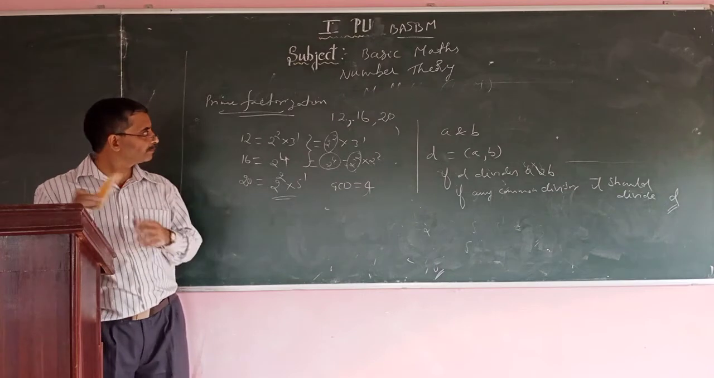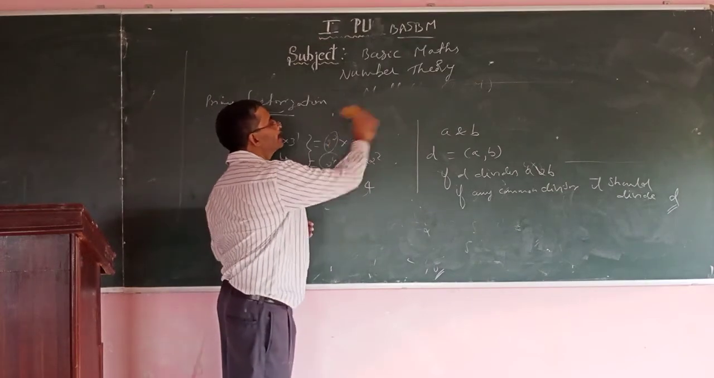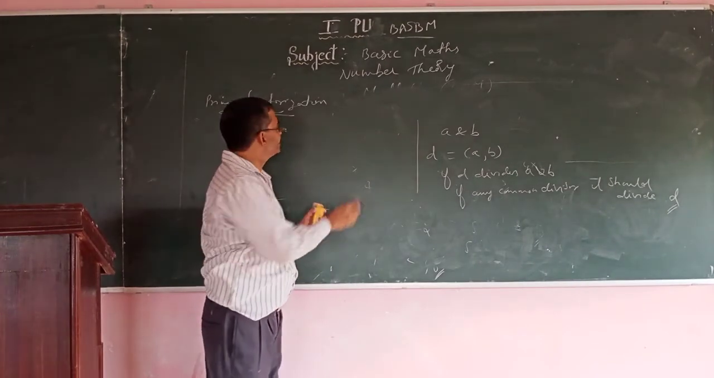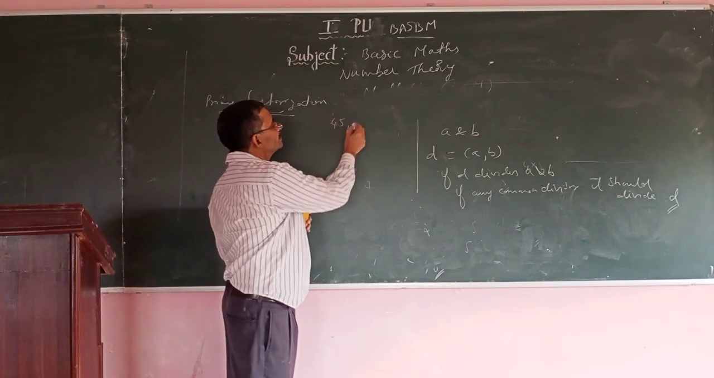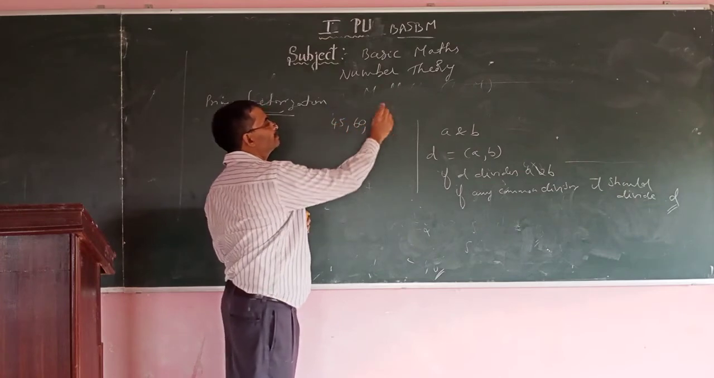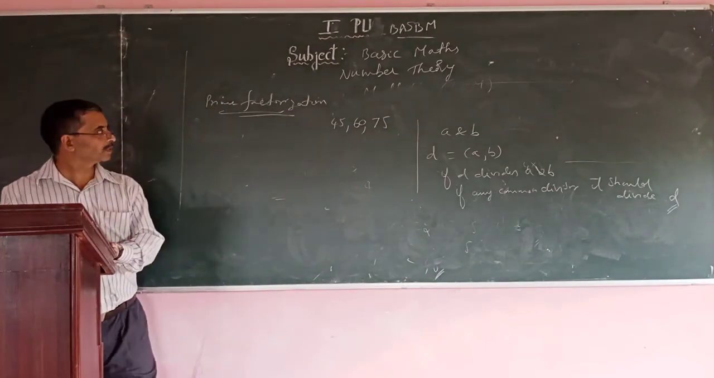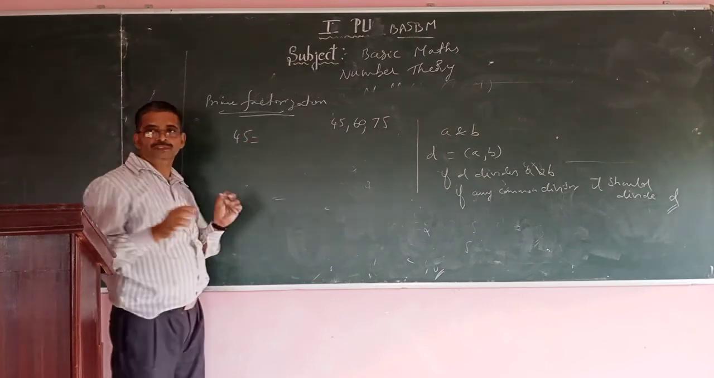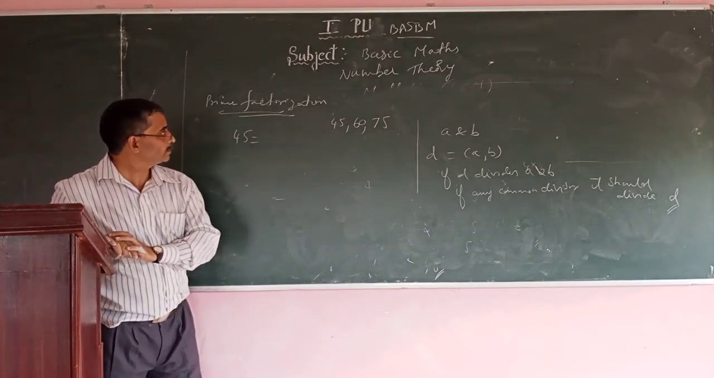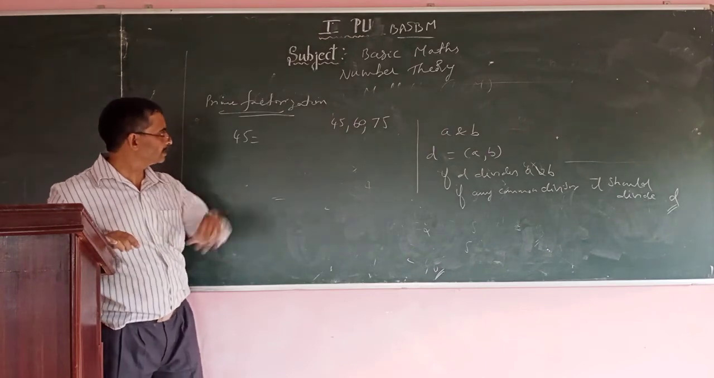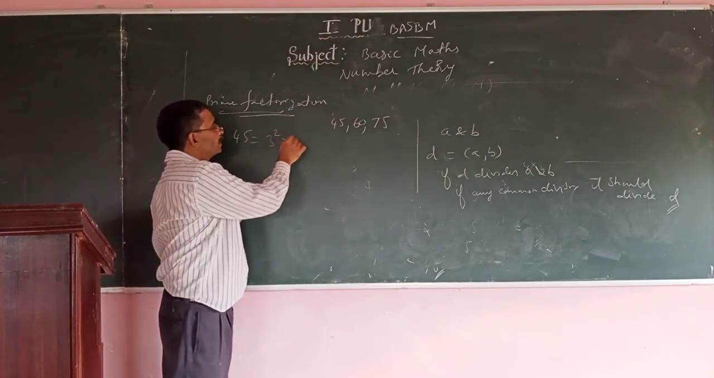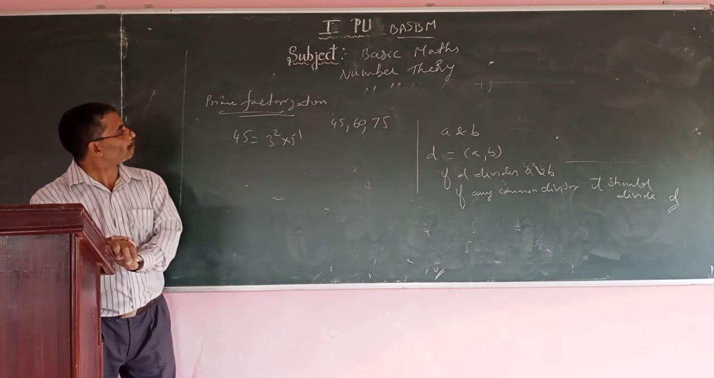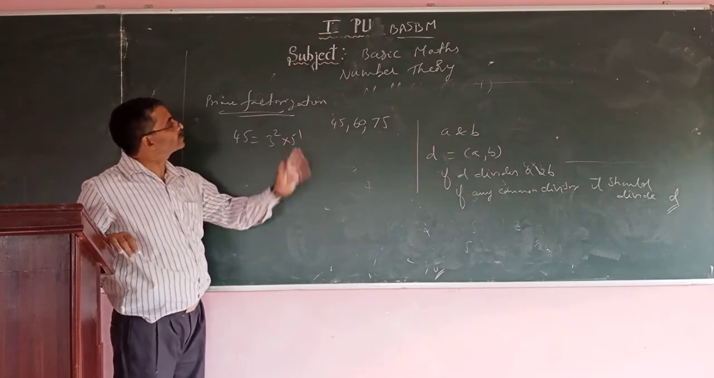One more example I will give you. Let us consider 3 numbers. Let us find the GCD of 45, 60, 75. Okay. Now what is 45? Its prime factorization: 9 into 5, 45. So 3 square into 5 to the power 1. It is not divisible by 2. Only 3 square 5.